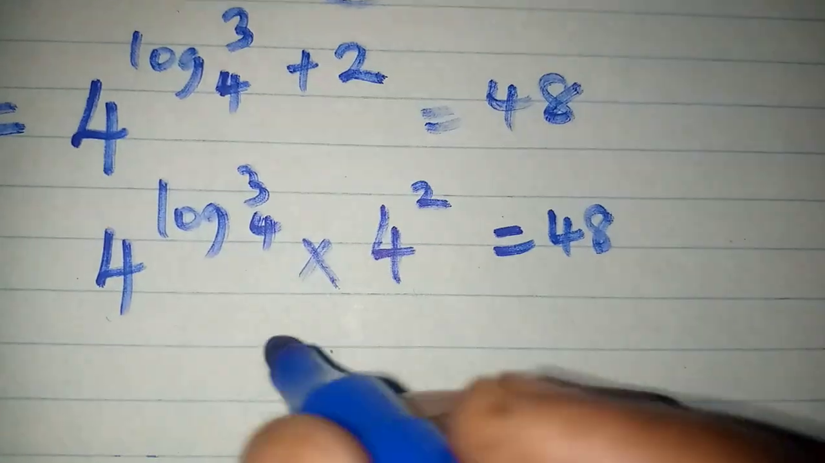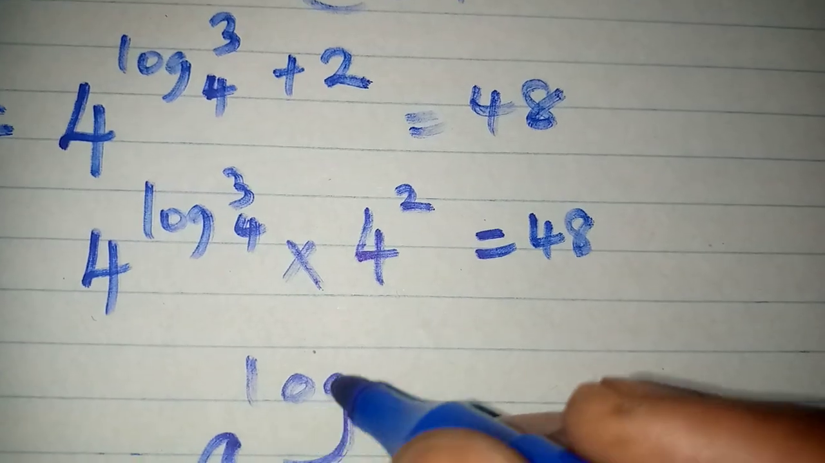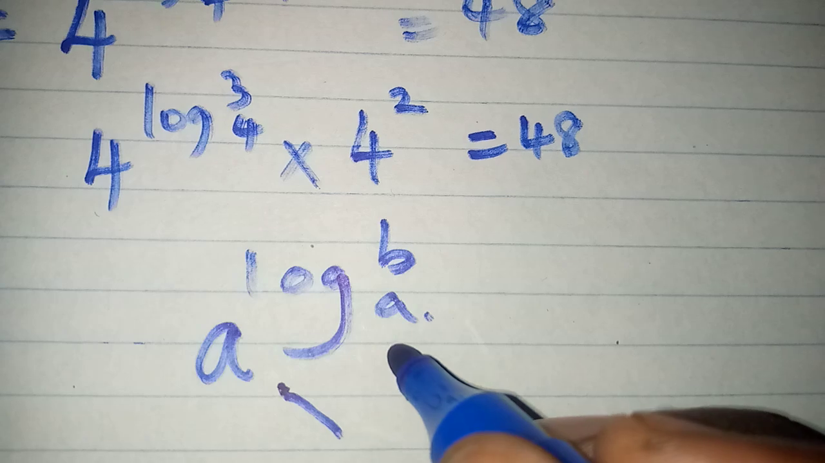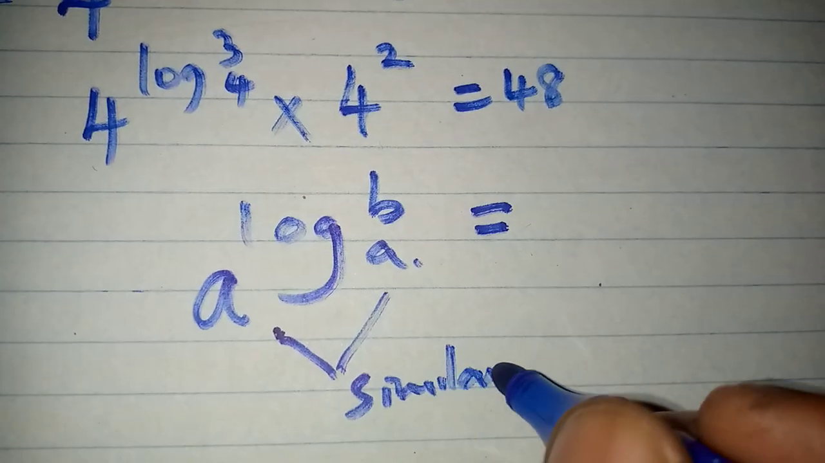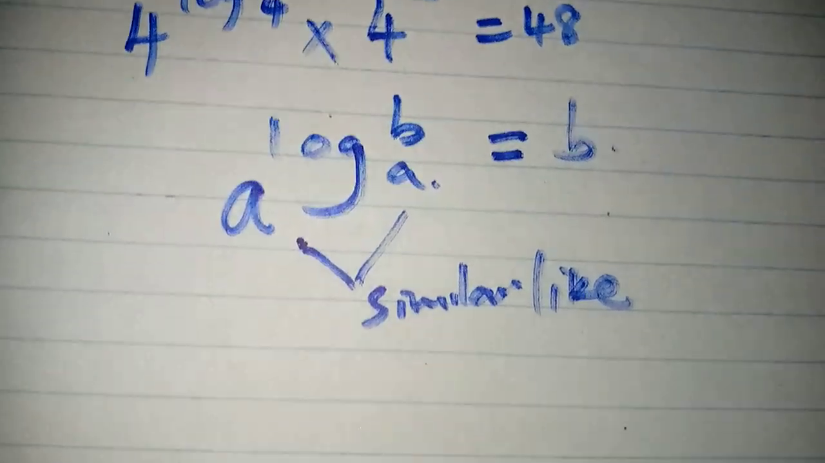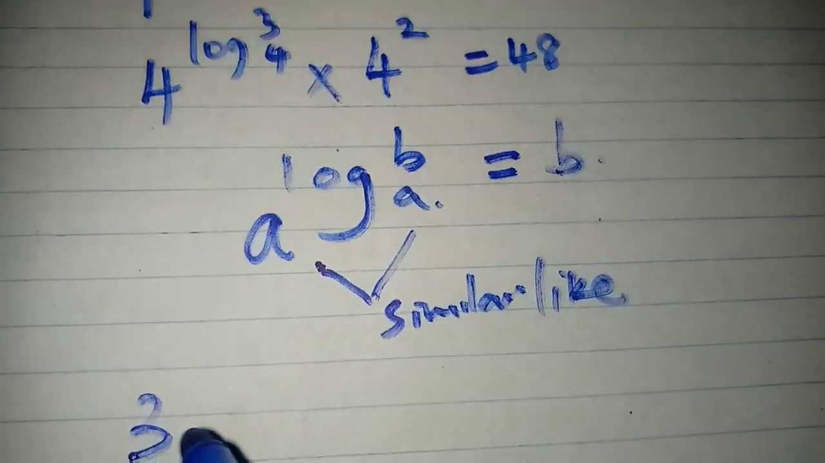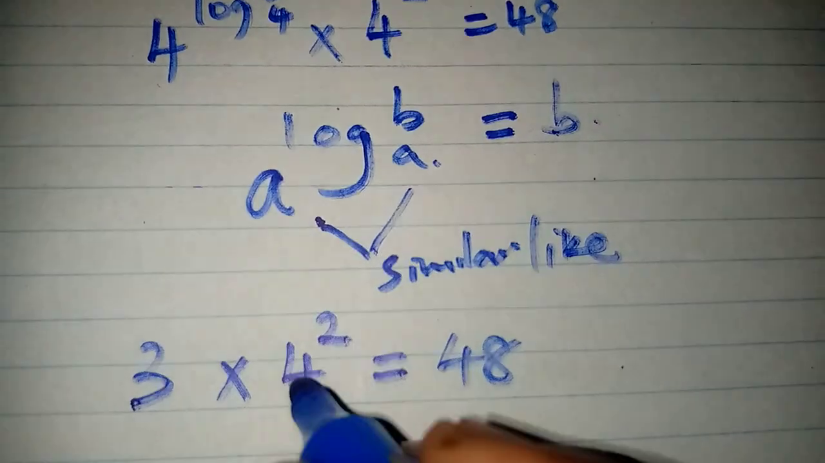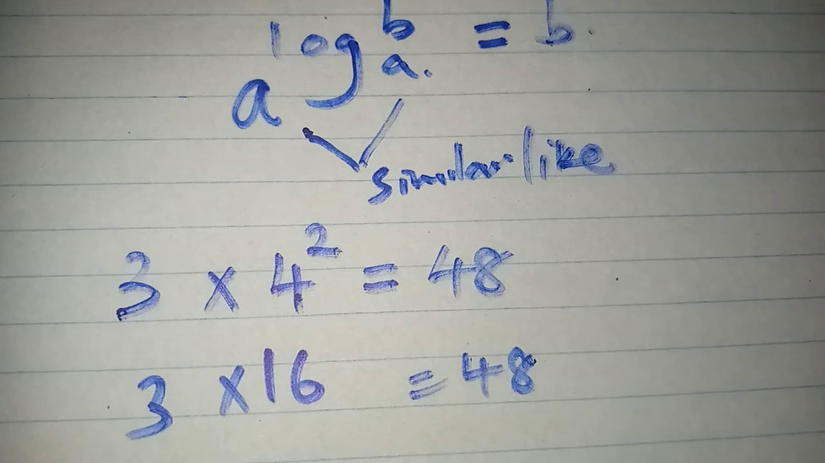Well, I also have another law that says that when I have a raised to log b base a, since the base and the base are similar, then automatically the answer is b. So applying this rule here, I'm going to have 3 multiplied by 4 raised to power 2 and see if it is going to give me 48. So 4 squared is 16. If I multiply 3 times 16, it is giving me 48.